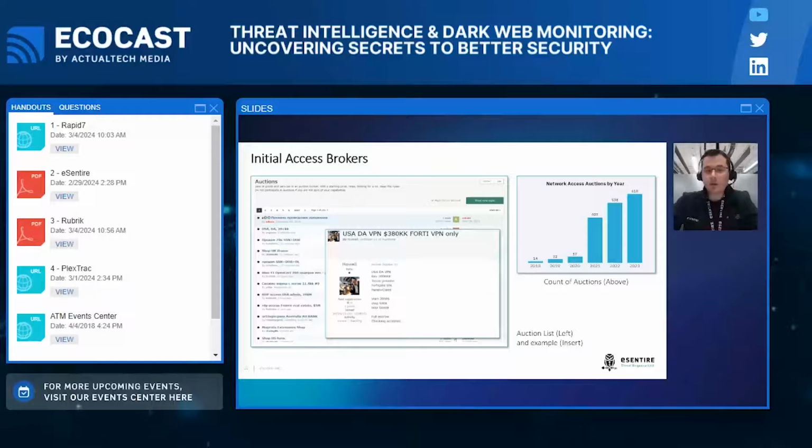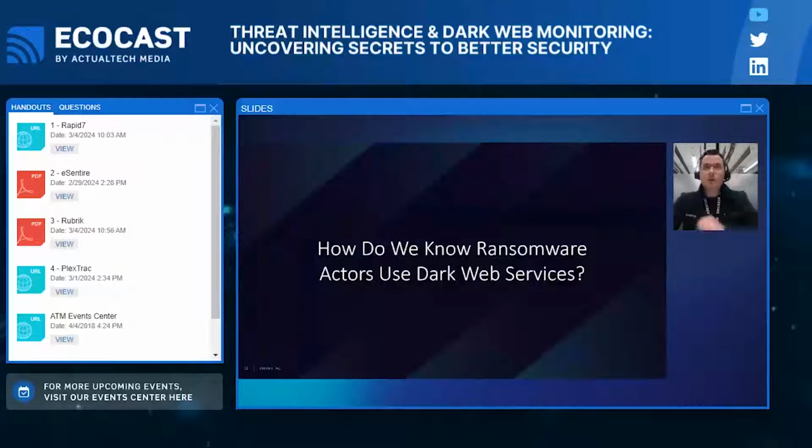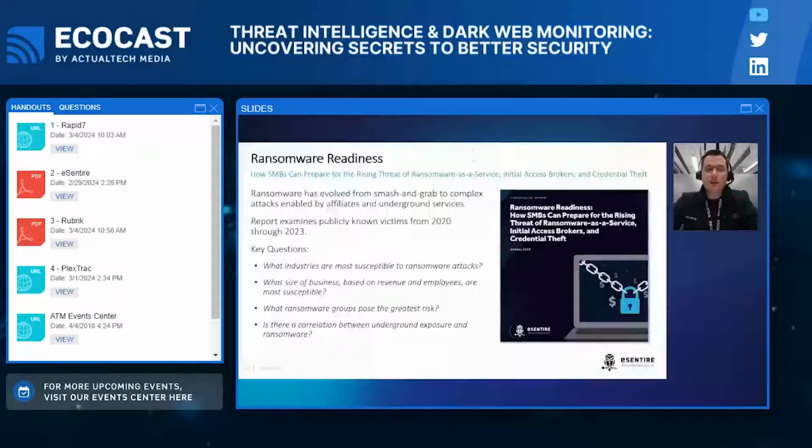And we took a look at some of those. We found at least one of those affiliates that we looked at had been operating as an initial access broker in forums like this before joining Lockbit as an affiliate. So how do we know that ransomware groups are using these dark web services in their attacks?